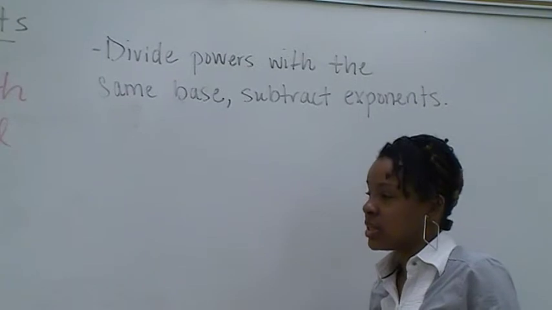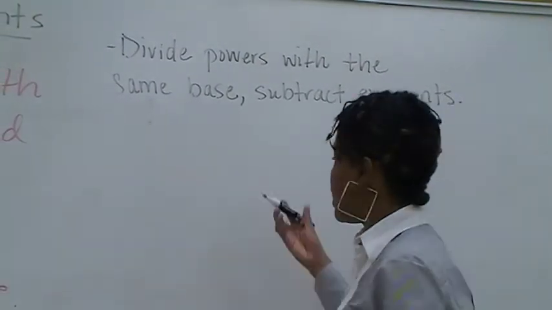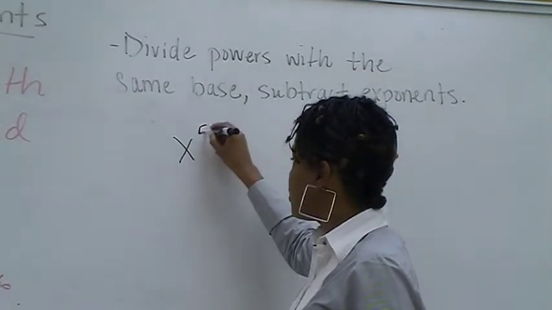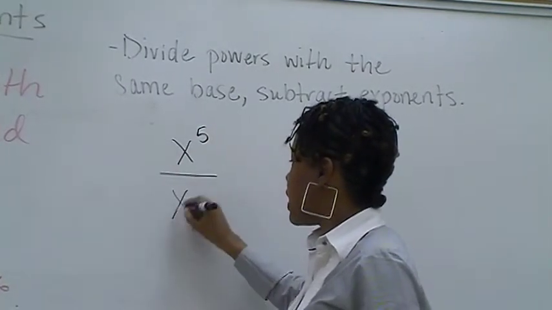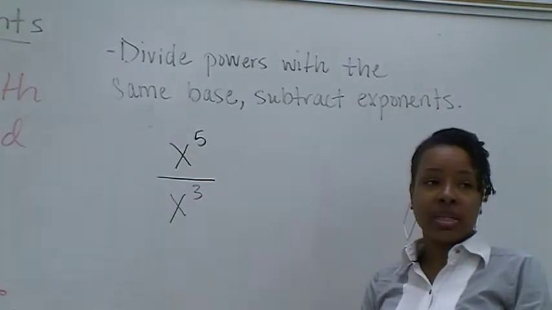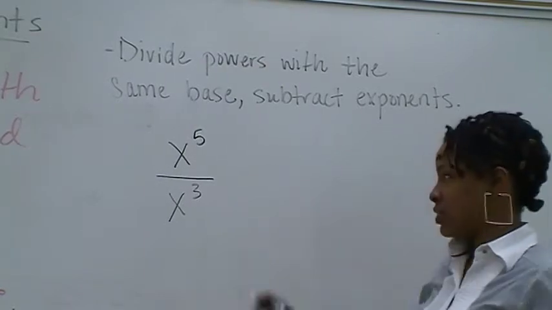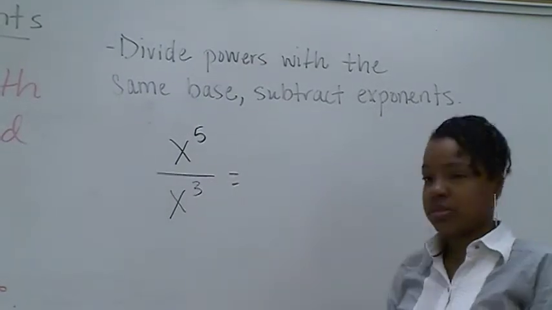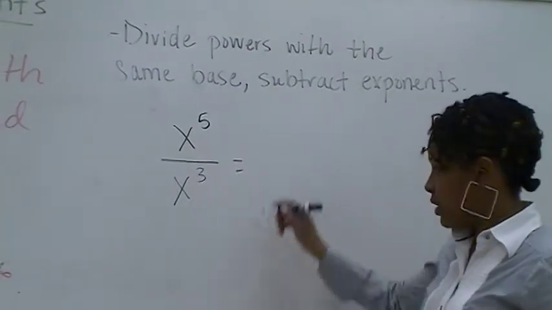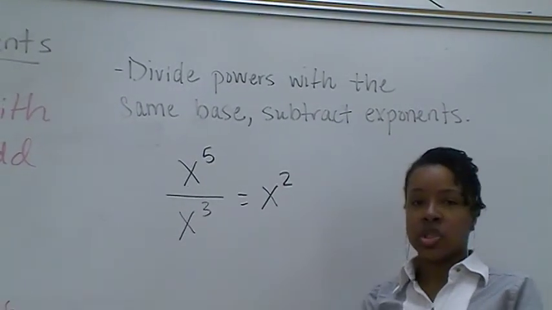So for instance, I'm going to do some variables. Let's say I have x to the 5th divided by x to the 3rd. Do they have the same base? What's the base? X. So what would be the answer here if you subtract the exponents? X2. Very good. X to the second power. It's just that simple.